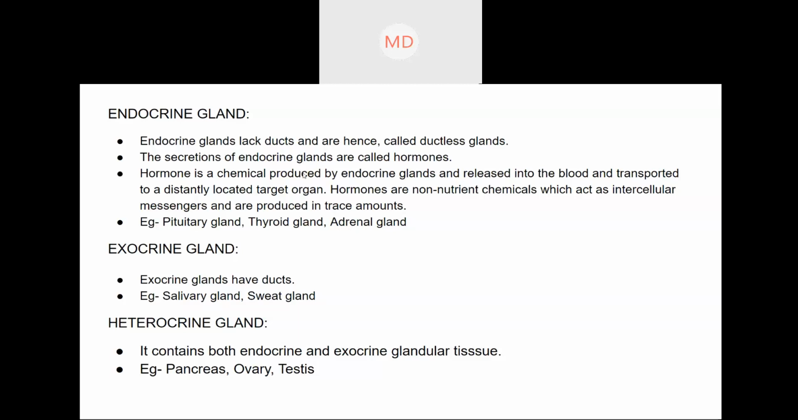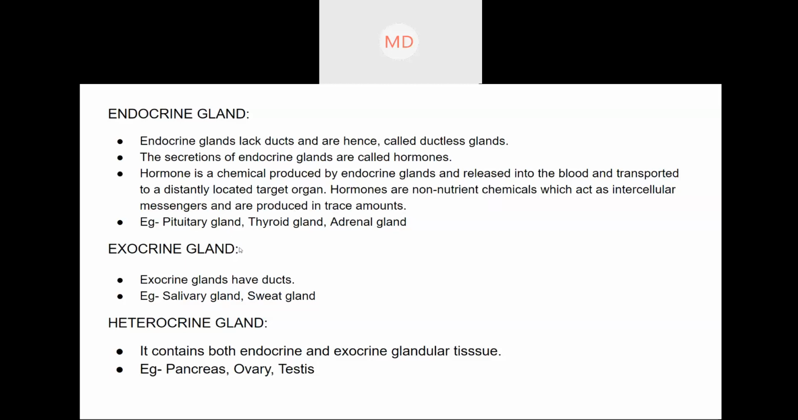Endocrine glands do not have ducts and are known as ductless glands. The secretions of endocrine glands are known as hormones. Now, what are hormones? It might be asked, and then you have to write this definition: hormones are chemical messengers. They relay messages, and since they are chemicals, they are known as chemical messengers. Examples of endocrine glands are the pituitary gland, thyroid gland, adrenal gland, and pineal gland. There are different types of glands.